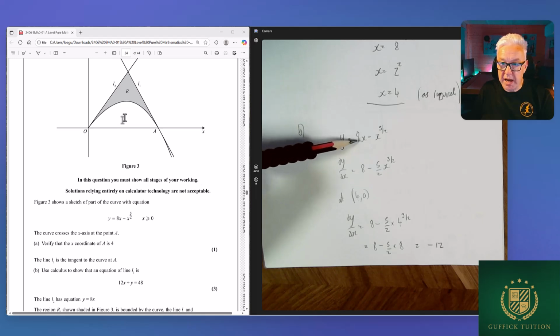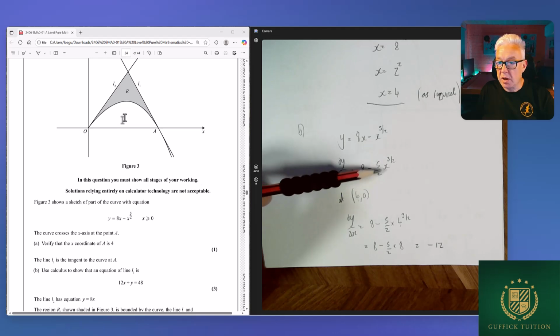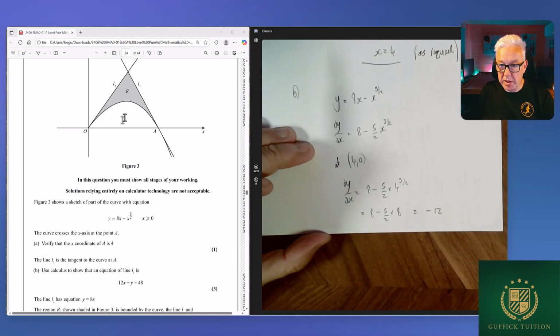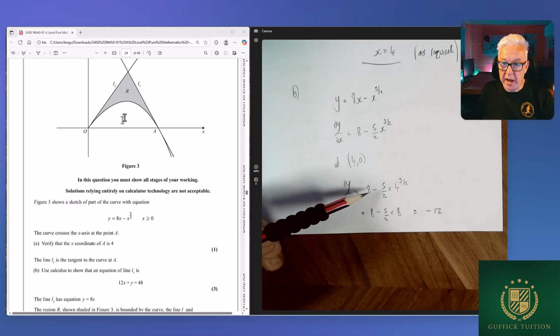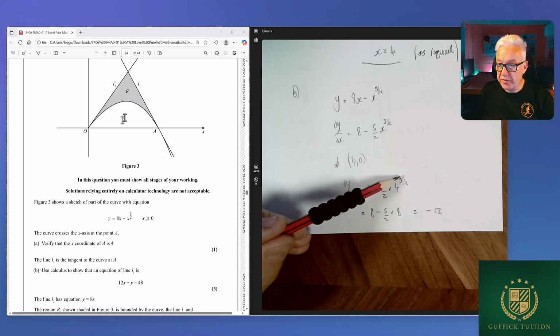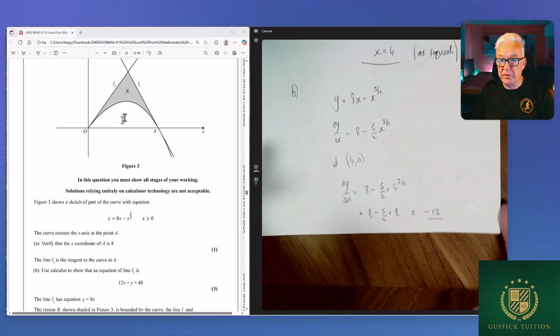So y is equal to 8x minus x to the 5 over 2. So when we differentiate that, we get 8 minus 5 over 2 times x to the 3 over 2. Subbing in the point, which is 4, 0, we get 8 minus 5 over 2 times 4 to the power of 3 over 2. And when we work that out, that gives us a gradient of minus 12.